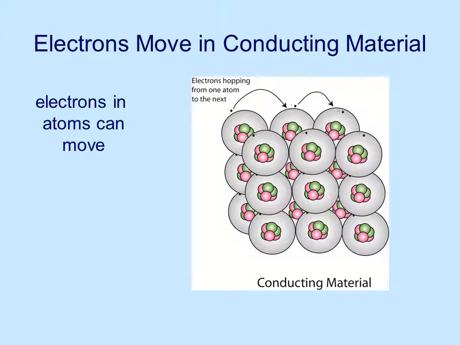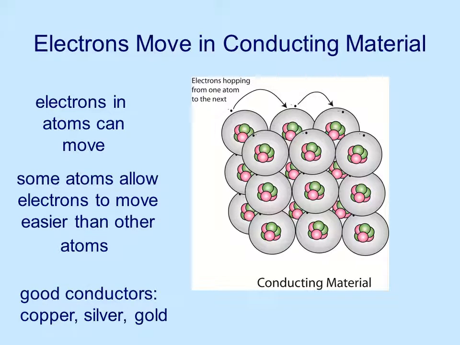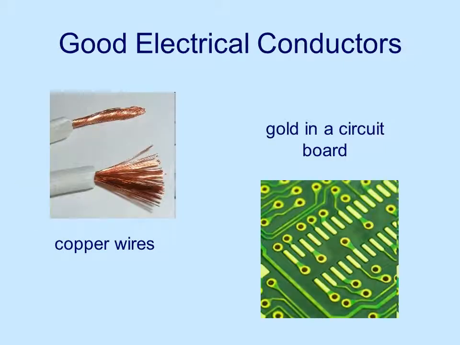Electrons move in conducting material, and basically the electrons in an atom can move. They can hop from one atom to the next depending upon the structure of the atom and where those electrons are located. In conducting material, the electrons will hop from one atom to the other. Some atoms allow electrons to move easier than others. Those are good conductors. Good conductors are things like copper and silver and gold. These materials have electrons that can move very easily from one atom to another.